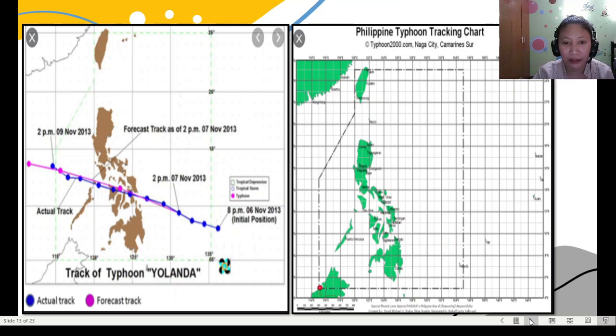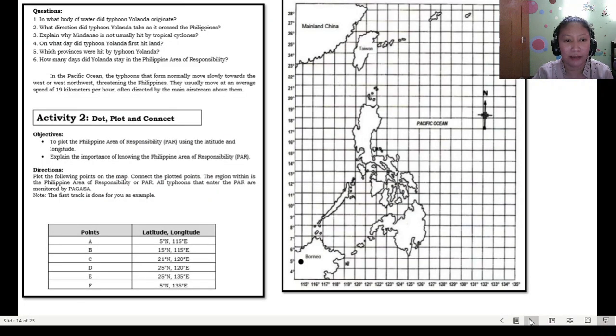So, tulad nito, ayan, nakikita nyo sa inyong mga screen. And then, guguhitan nyo siya ng line. So, that is the Philippine Area of Responsibility. Gagamitin nyo yan para mag-plot ng 10 bagyo later sa susunod na activity. So, ayan, activity number 2, dot, plot, and connect. Yan yung Philippine Area of Responsibility.